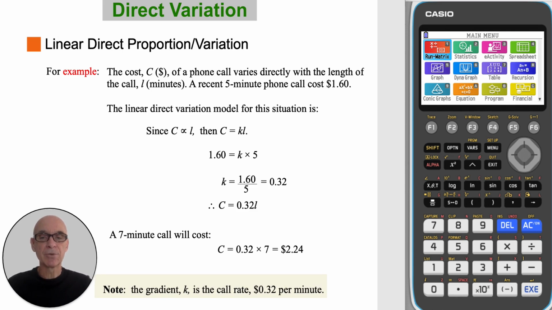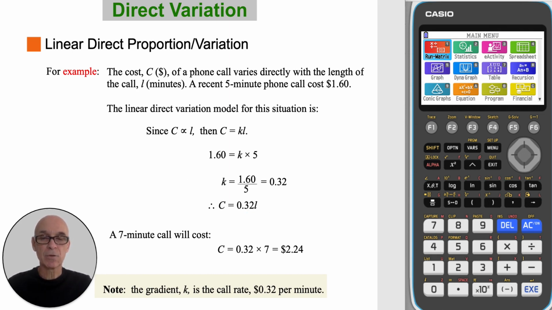In this example, the cost of a phone call varies directly with the length of the call, and a recent 5-minute call cost $1.60. A linear direct variation model for this situation is C is equal to kL. Substituting in the given values and solving for k gives k equals 0.32. So the relationship between cost and length of call is C equals 0.32L.